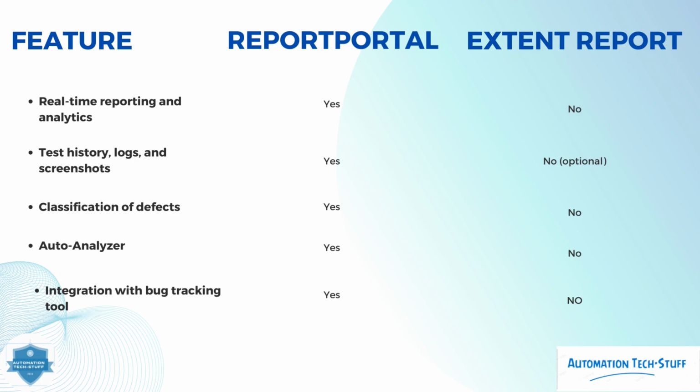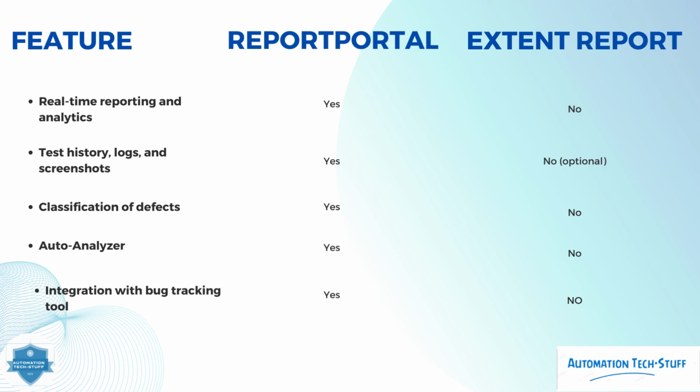That feature we have here. Then test history, logs and screenshots: we don't need to add any exception details in Report Portal, it will take care of that. For logs, we are using log4j logs, so we can attach the log and the screenshot as well. But in Extent Report we can attach only the screenshot, and we can add the log by using Extent Report's inbuilt methods.